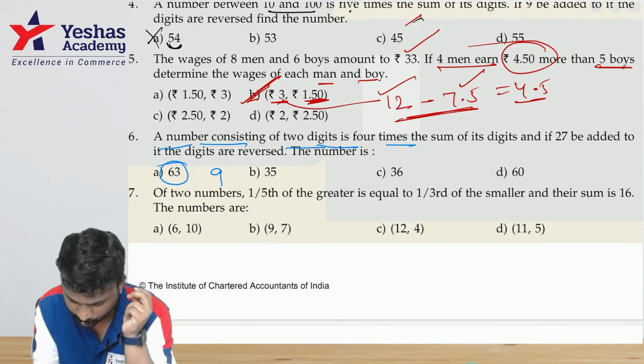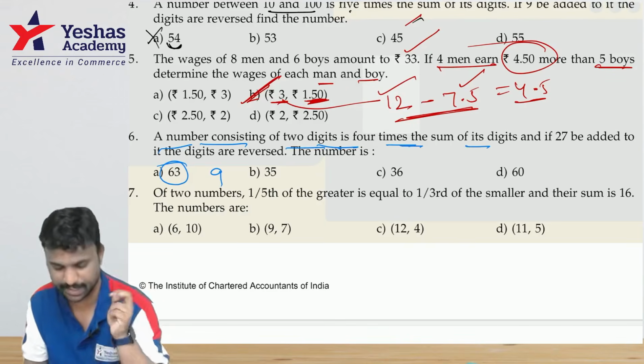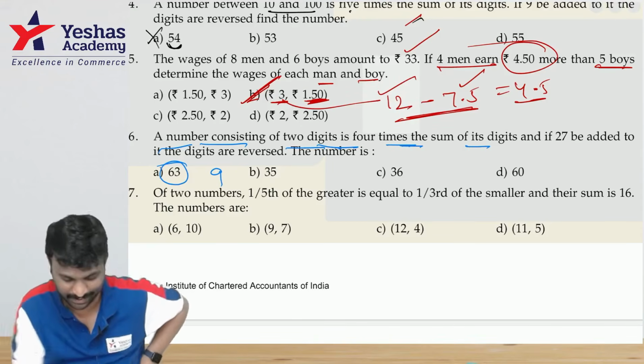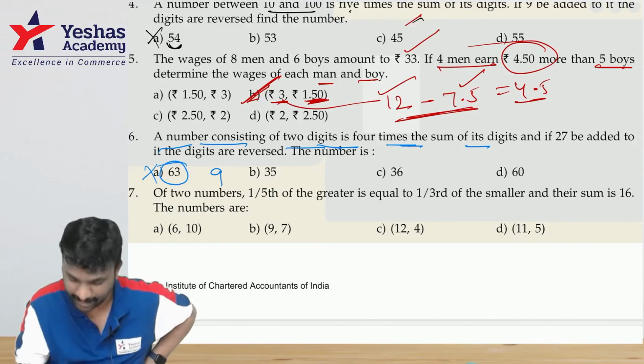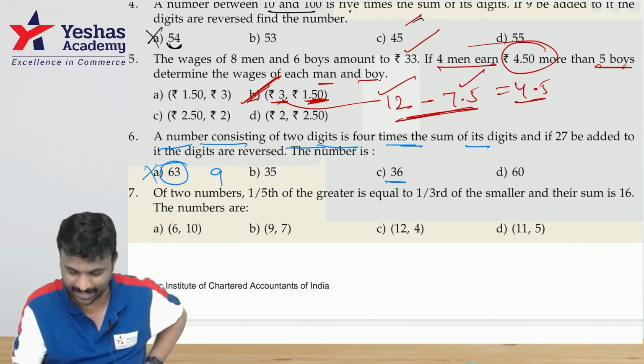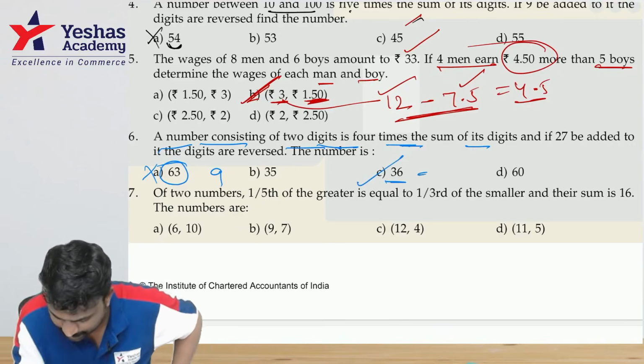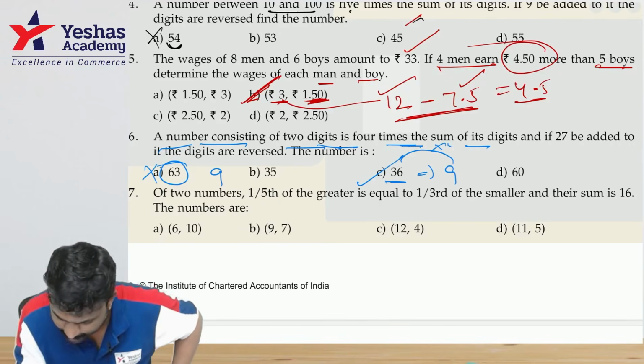The number consists of two digits is 4 times the sum of its digits. So 9 into 4 is 36. It is not 63. Is there a 36 in the option? Yes, there is a 36 in the options. Yes or no? So definitely the sum of the digits is 9. 9 into 4 is 36.